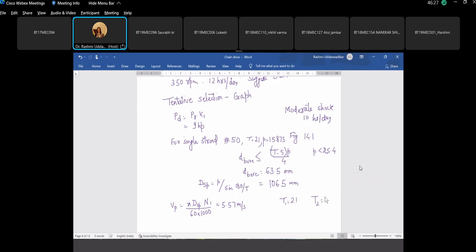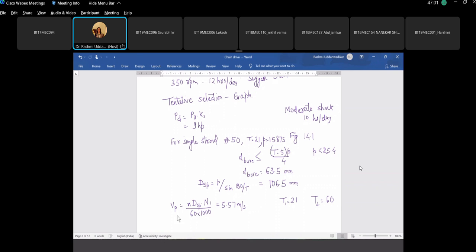Number of teeth is inversely proportional to the ratio of RPM. So what is the number of teeth on the larger sprocket? 21 into 1000 by 350, coming out to be 60. Okay. Now you know pitch and you know velocity and number of teeth.